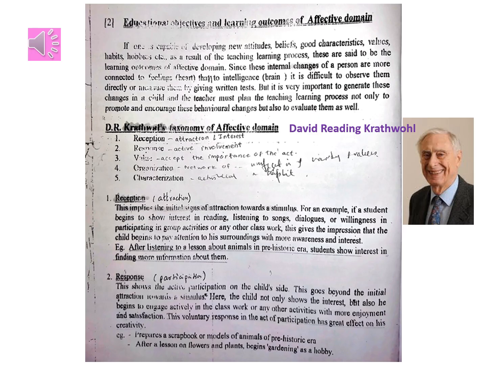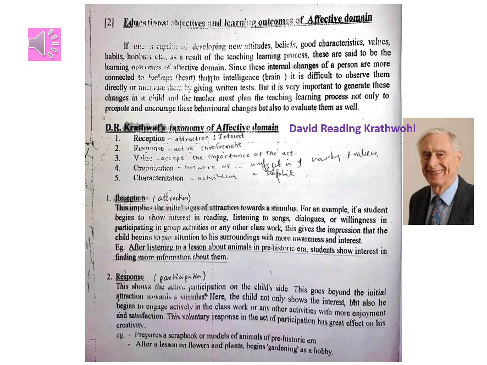First, the child gets attracted to a stimulus. Here the stimulus is to know about the animals in the prehistoric era. Second one. First is the attraction. Just get an interest, right? It shows interest in something, the initial stage.